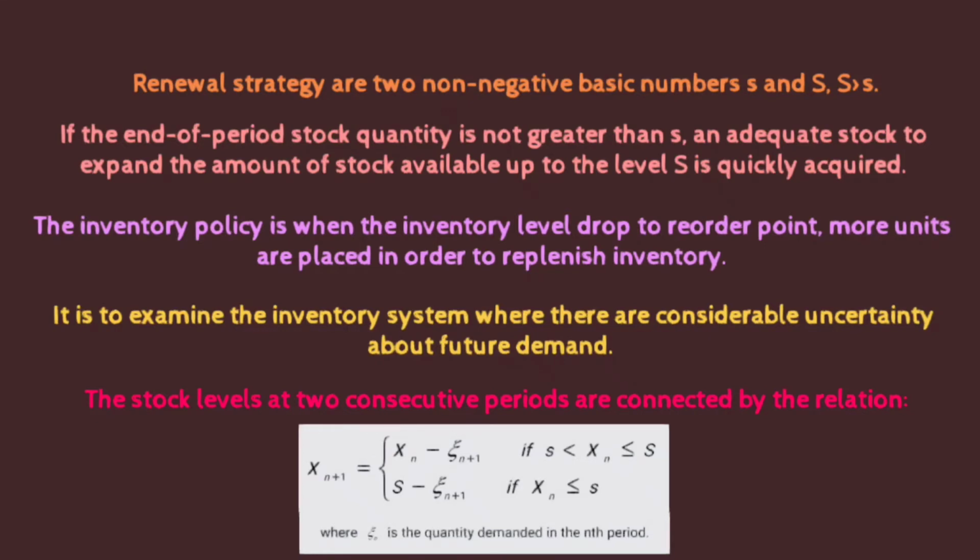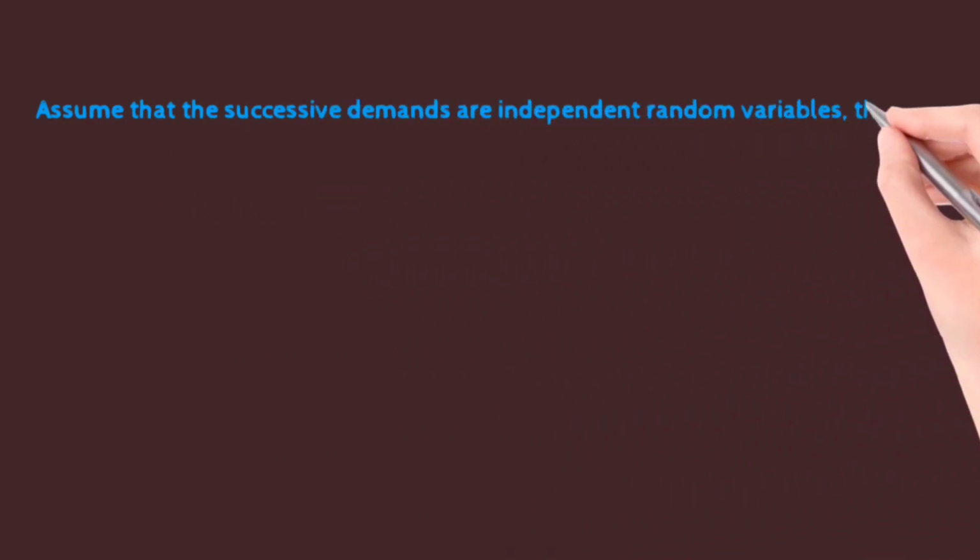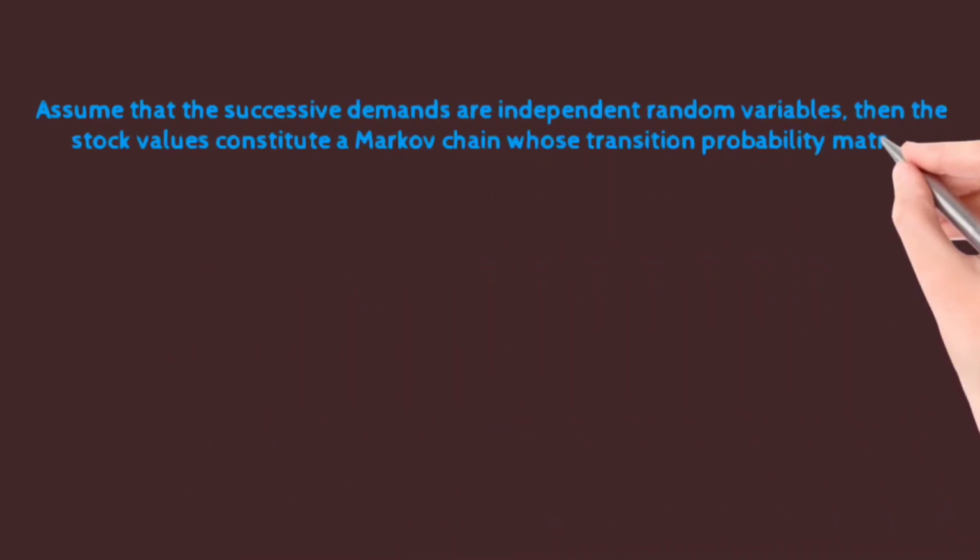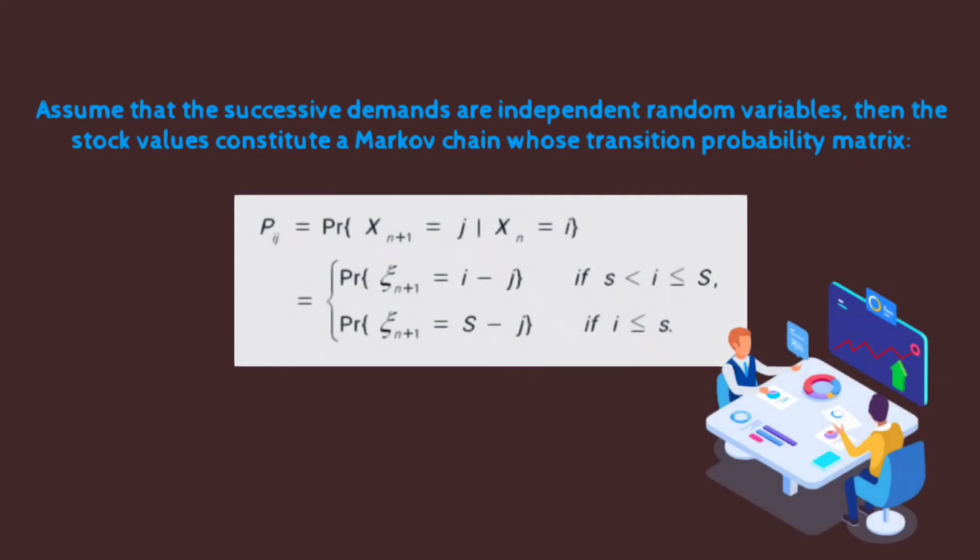The stock levels at two consecutive periods are connected by the relation. Assume that the successive demands are independent random variables, then the stock values constitute a Markov chain whose transition probability matrix is as follows.